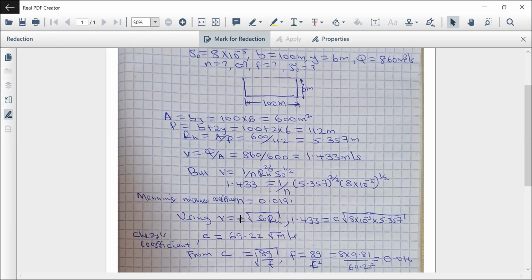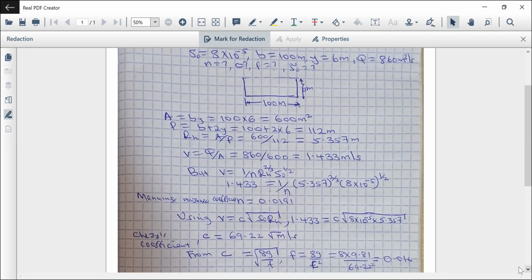Now, another way to compute V is that we can also use a formula. Velocity is equivalent to Chezy coefficient C times the square root of bed slope multiplied by hydraulic radius. This implies our velocity, 1.433, is equivalent to C times the square root of bed slope, 8 times 10 power negative 5, and our hydraulic radius is 5.357. So computing, you find that the value of C will be equivalent to 69.22 square root of meter per second, or we can say 69.22 meter to the power a half per second.